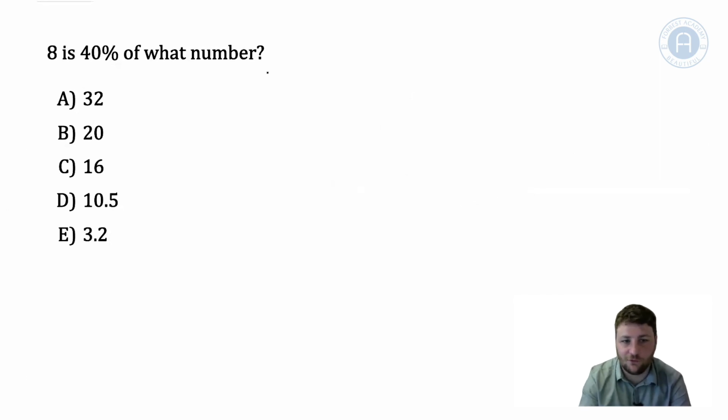So 8 is 40% of what number? So again, we know 40% as a fraction is 40 out of 100. And this time, we know that our numerator is going to be 8. We don't know what our denominator is.